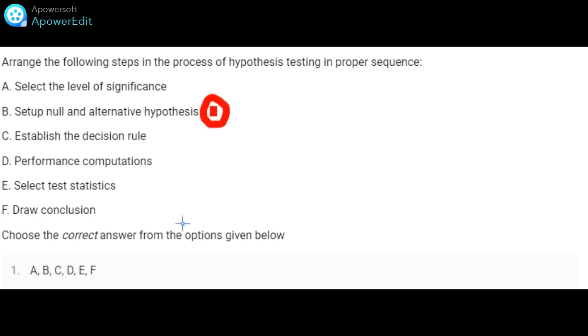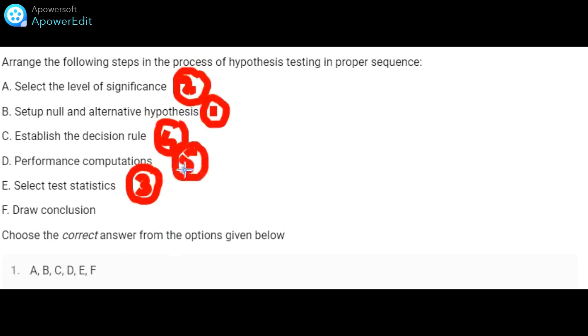Then select the significance level, which is alpha, equal to 95% or 95.9%. Then third is select the test statistic. Fourth is establish the decision rule. Fifth is perform the computation, and the last one is draw the conclusion.